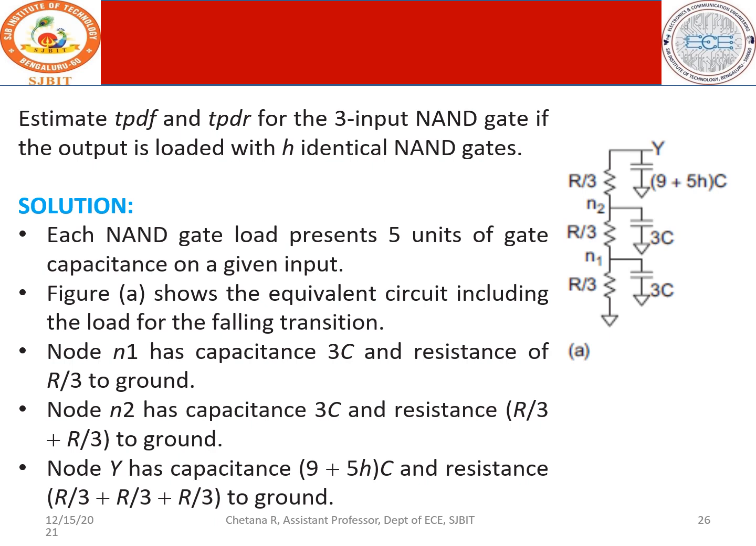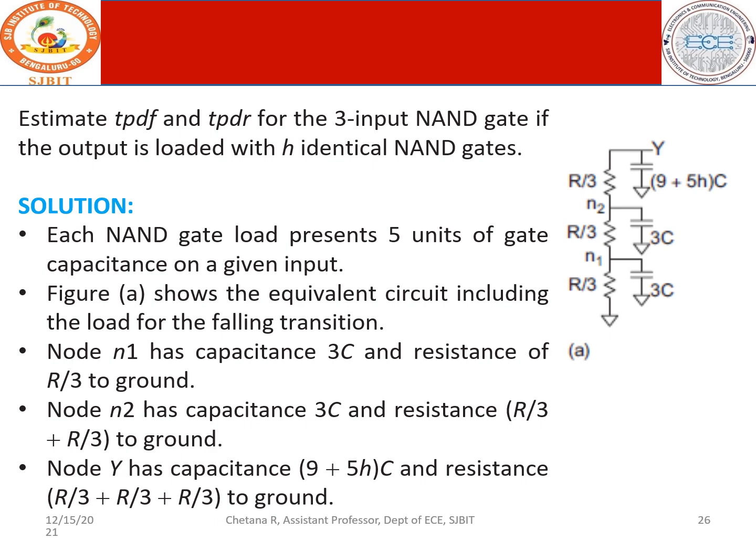We have 3 different nodes: N1, N2 and the final node, which is the output. What is happening at node N1? What is the value of R and C at node N1? Node N1 has a capacitance of 3C and a resistance of R by 3. Similarly, node N2 has a capacitance of 3C, and from node N2 to the ground, what is the resistance? It is the sum of two resistances, R by 3 plus R by 3.